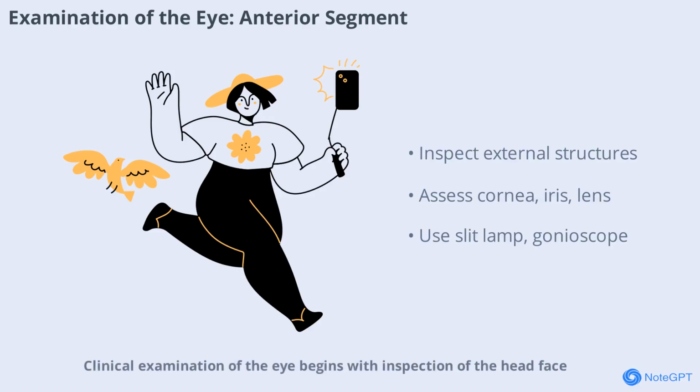Clinical examination of the eye begins with inspection of the head, face, eyebrows, eyelids, and eyeball. The anterior segment is assessed for size, shape, position, and any abnormalities. Special attention is given to the conjunctiva, sclera, cornea, anterior chamber, iris, pupil, and lens. Palpation can detect tenderness, swelling, or abnormal pressure. Advanced tools like the slit lamp and gonioscope provide detailed views of the cornea, chamber angle, and lens.